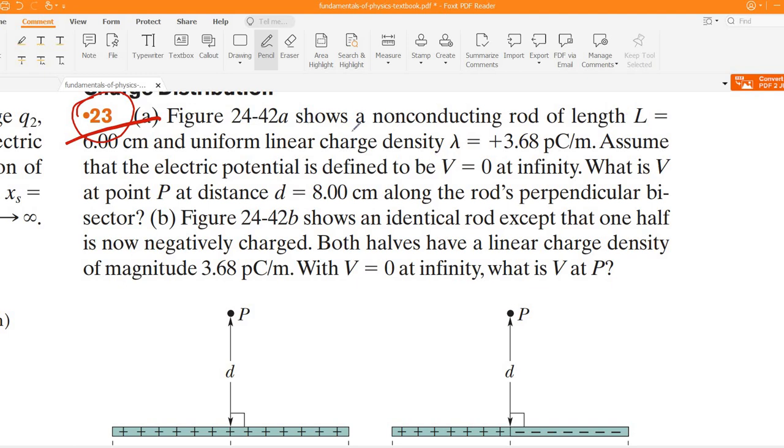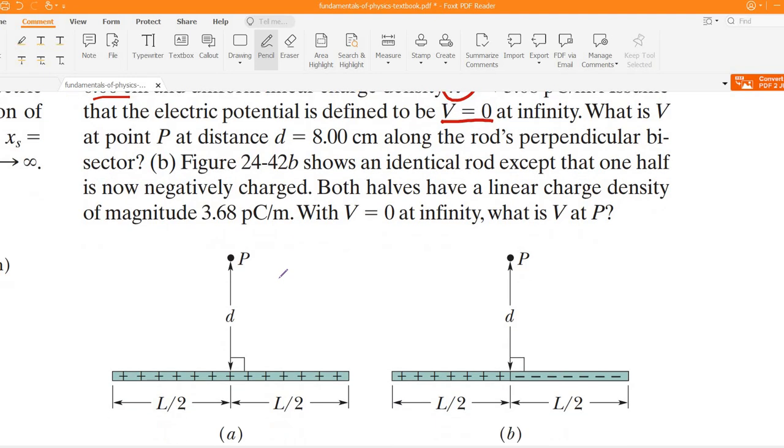What does it say? It talks about a non-conducting rod of length L equal to 6 cm. The details of L are not important for me now. It will be important for you in the exam hall, of course. At a uniform charge density, so charge density is again constant, just like all the problems we've done every time we had to deal with continuous charge distribution. The density was always constant in our problems. Assume that electric potential is defined to be V equal to 0 at infinity, which is what we always assume, right? The potential is 0 when you go infinitely far away. What is V at point P at a distance d equal to 8 cm along the rod's perpendicular bisector?